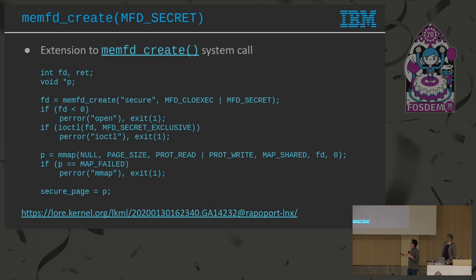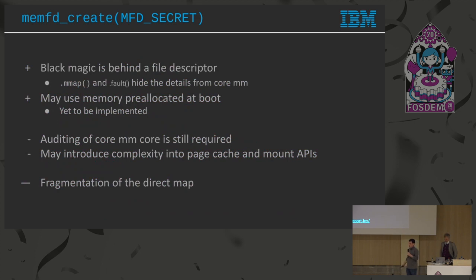And then you must call IOCTL to specify exactly the way the kernel would treat your memory. It could be exclusive, uncached, maybe some other different properties there. Continue with mmap and use the memory in a secure way.